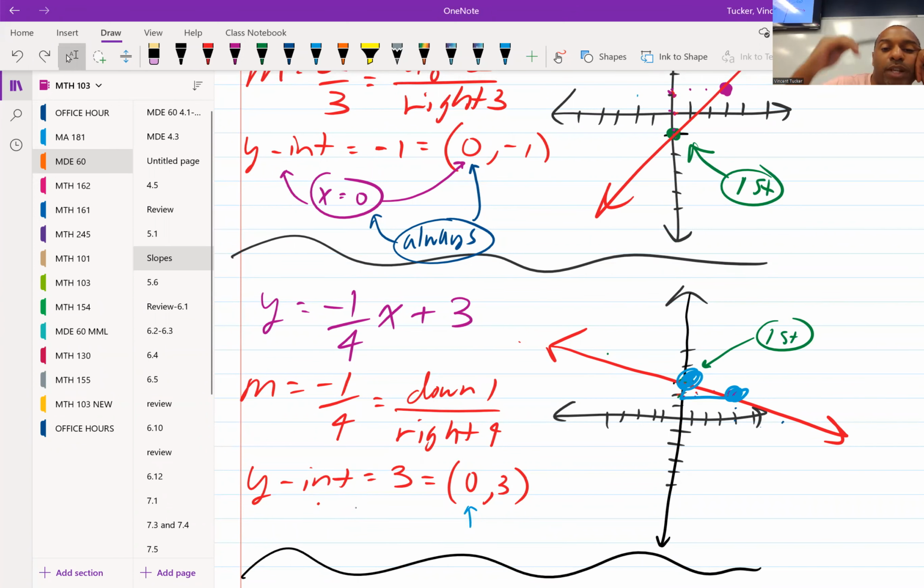So -1/4, that means -1 over +4. I go down 1, right 4. And then if my y-intercept is 3, my ordered pair is 0, 3. So you grab 0, 3 first. You don't go left or right because x is 0. We just go up 3, which is right here. And then you go down 1, right 4. And that's your line.